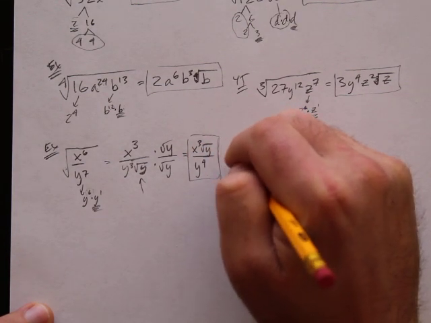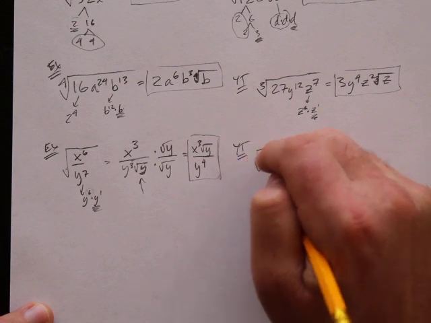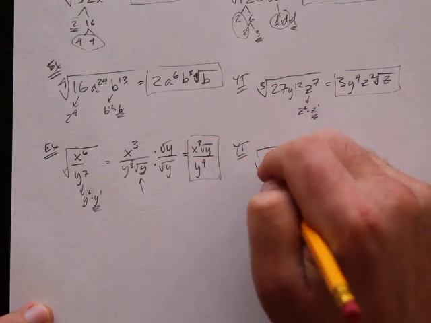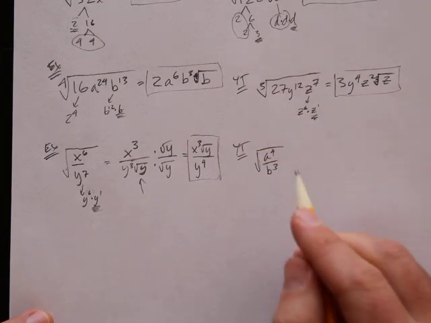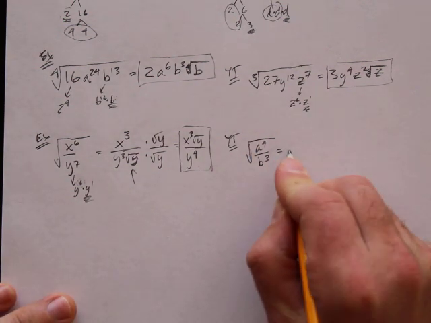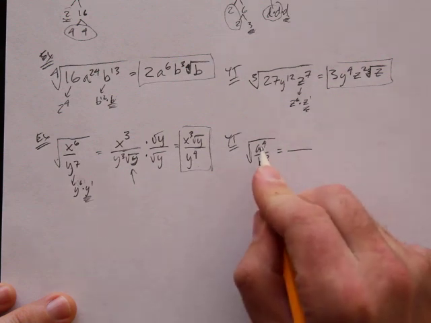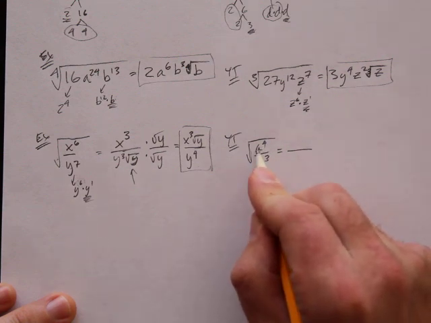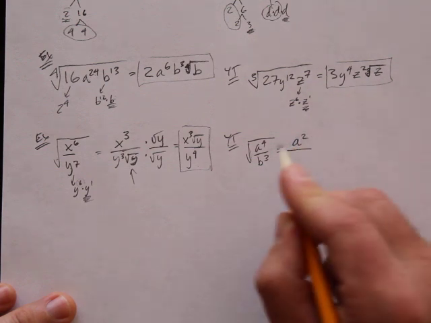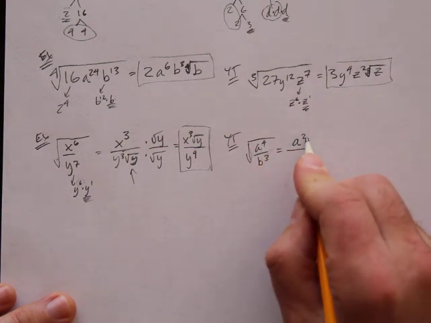You try that. The square root of a to the 4th over b to the 3rd. See how you do on that one? Go ahead and pause and get to work on that one. All right, let's see how you did. Let's look at the numerator first. The square root of a to the 4th is a squared. You can say 4 divided by 2 is 2.